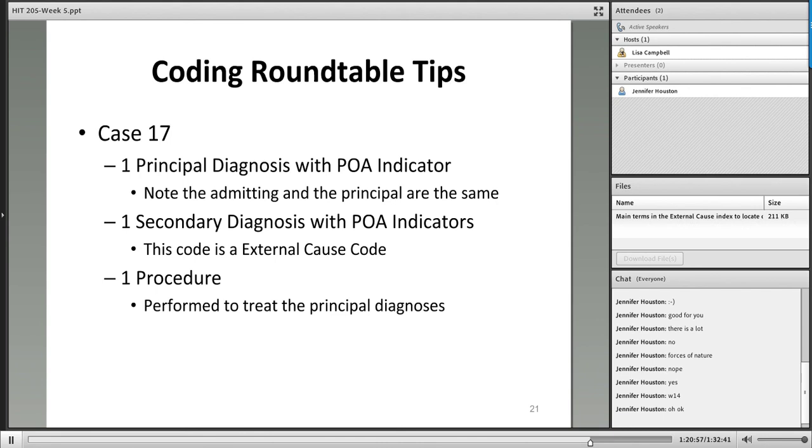So W20.8 says other cause of strike by thrown, projected, or falling object. So it's kind of like a default code. And W20.8 says check 7th digit. So this is the initial encounter. So we know it's going to be a letter A. So what's our full code, Jennifer?